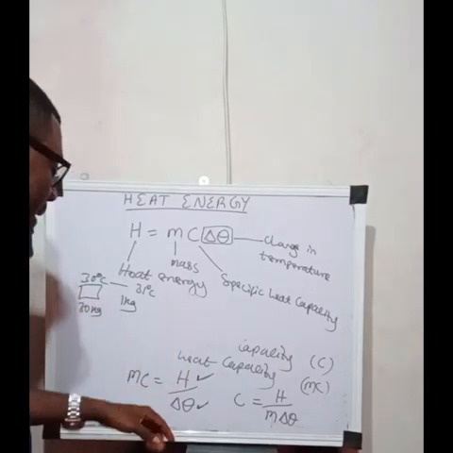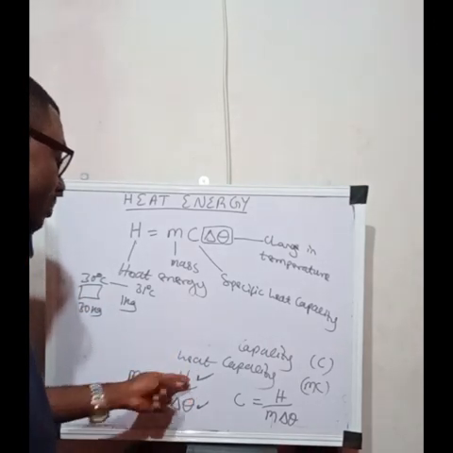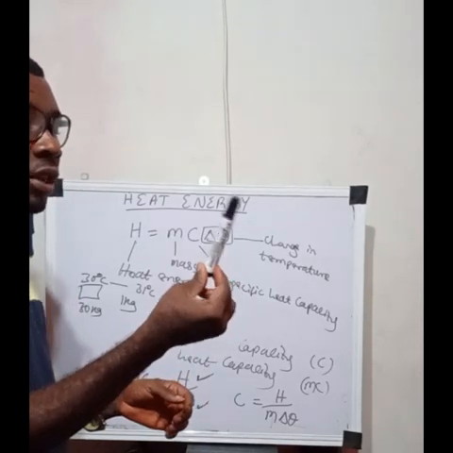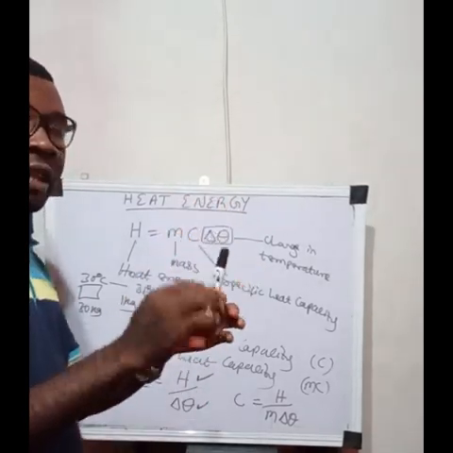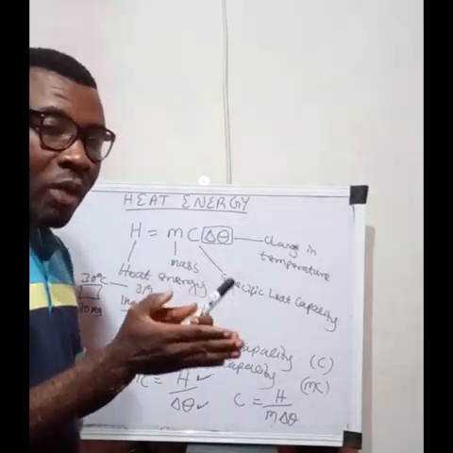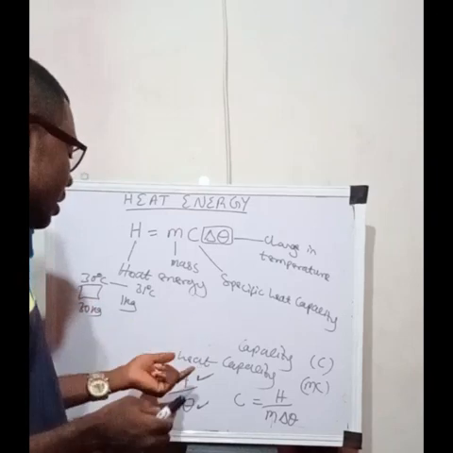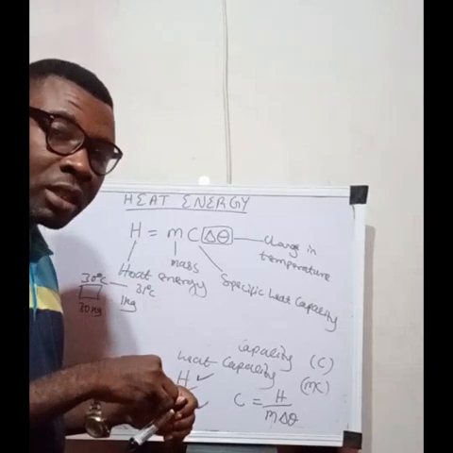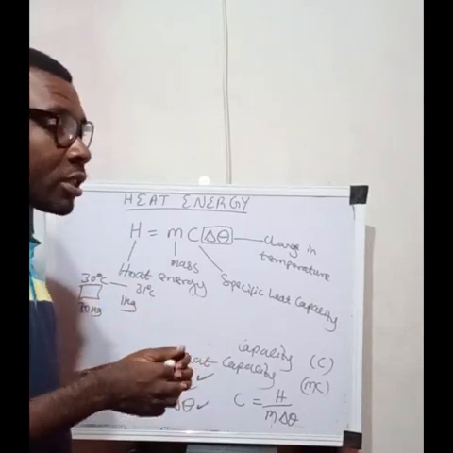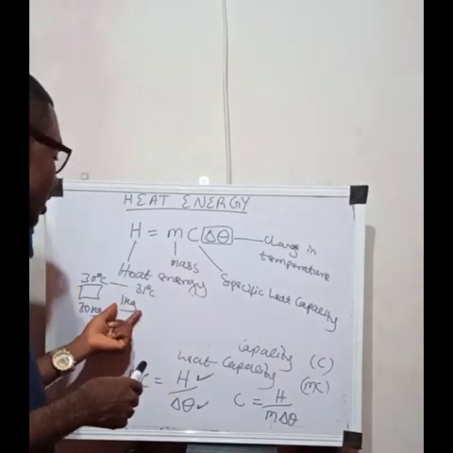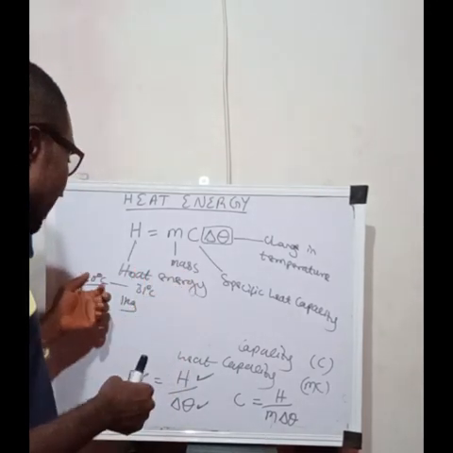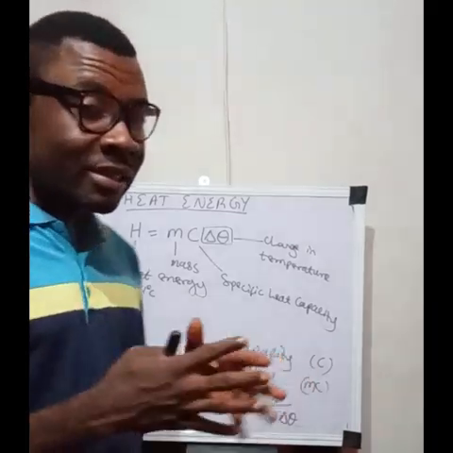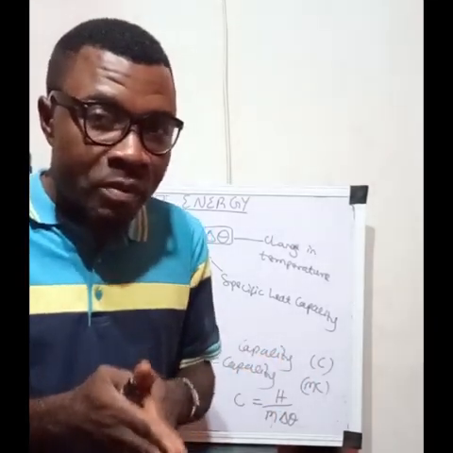So the difference is that the quantity of heat required to raise the temperature of the entire mass of a body, if this is the body, by 1 Kelvin or 1 degree Celsius is heat capacity. But the quantity of heat required to raise only 1 kg mass of that body, no matter how big that body is, the temperature of only 1 kg mass of it by 1 Kelvin or 1 degree Celsius is what you refer to as specific heat capacity. That is the difference between specific heat capacity and heat capacity.